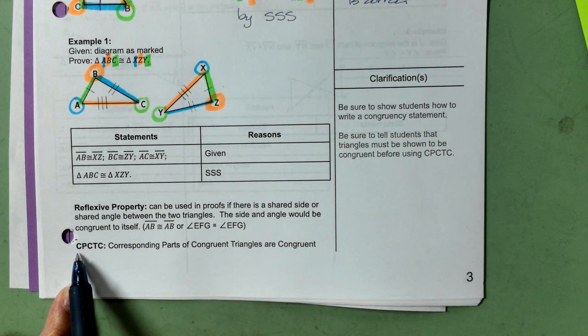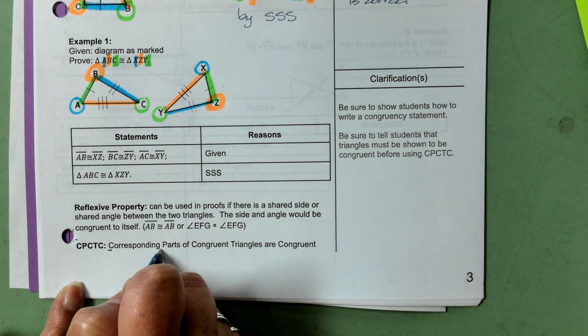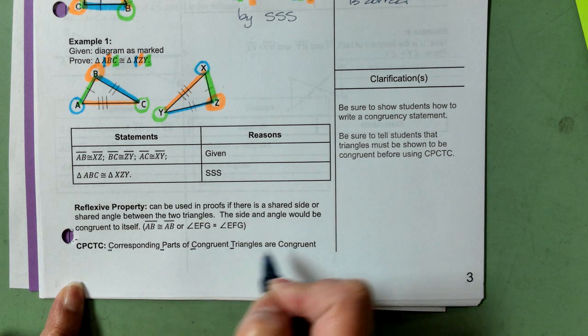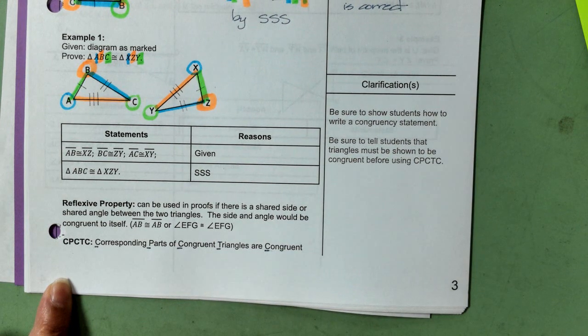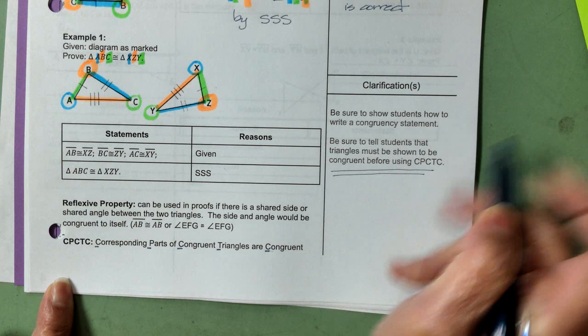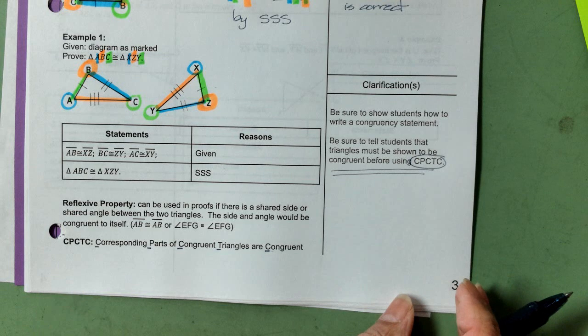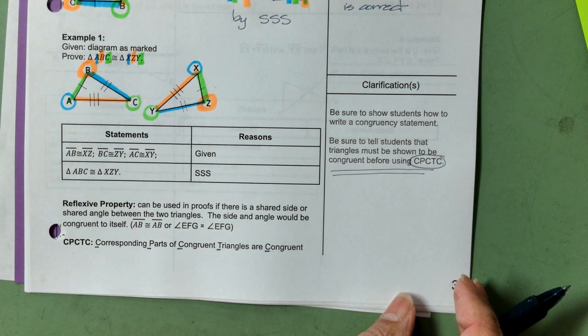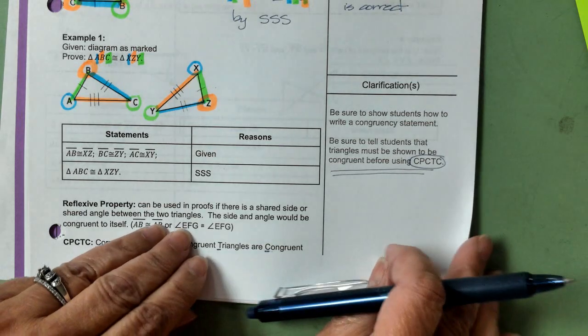The other thing I want to introduce is CPCTC, which stands for corresponding parts of congruent triangles are congruent. And this is what you're going to use if you're asked to prove that corresponding angles are congruent or corresponding sides are congruent. This is important here. Before you can use CPCTC, you have to show that the two triangles are congruent. If you have not shown that the two triangles are congruent, then you cannot use CPCTC. So let's look at a couple of examples.